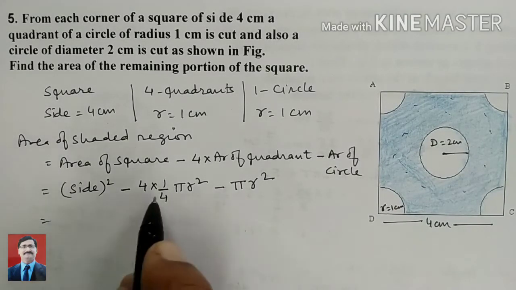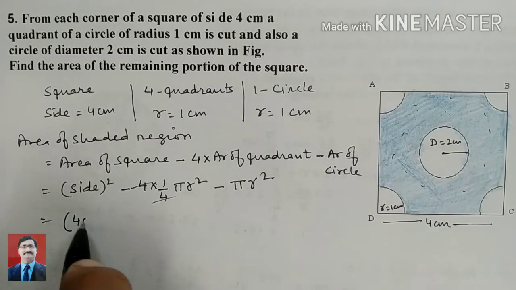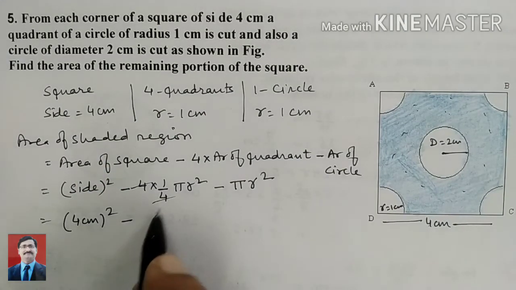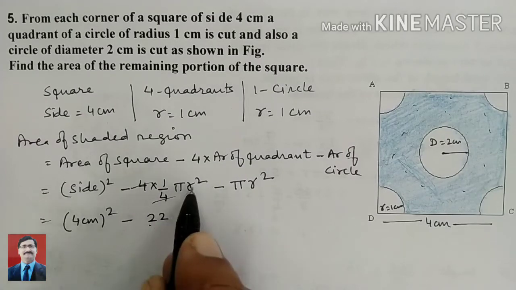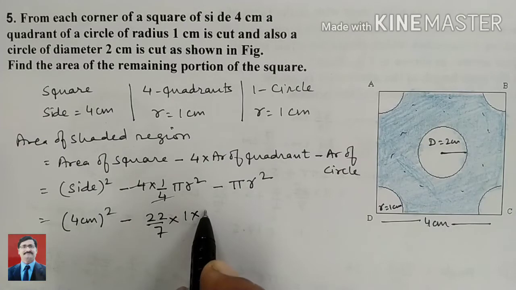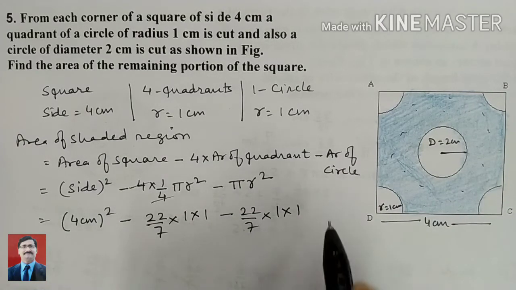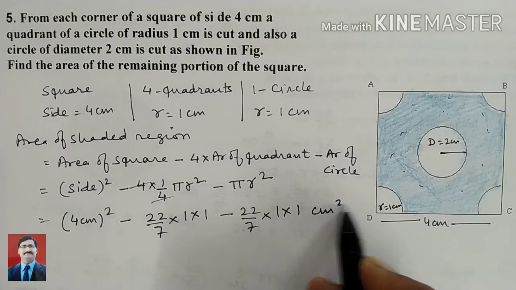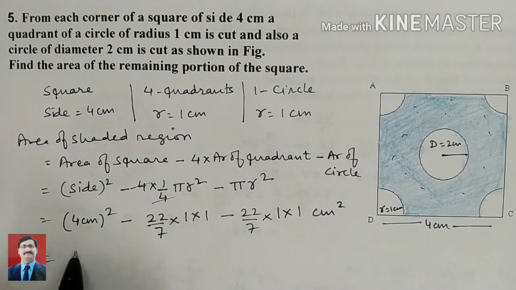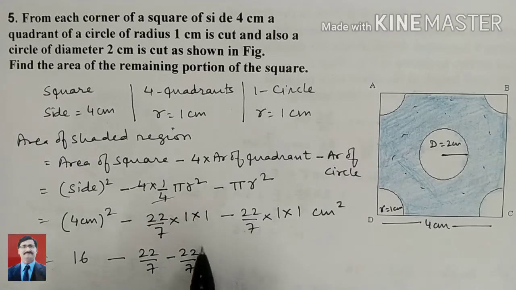Look here, the 4 and 4 we can cancel. Side we know is 4 centimeters, so we can write 4 centimeter whole square. Pi is 22 by 7, into r square which is 1 into 1, minus pi again 22 by 7 into 1 into 1. This we get in centimeter square. Now 4 fours are 16, minus 22 by 7, minus 22 by 7, and the whole in centimeter square.